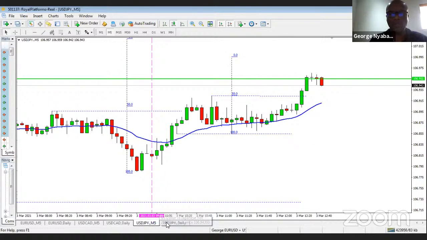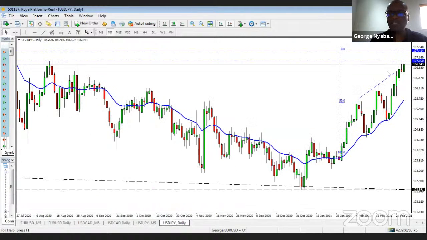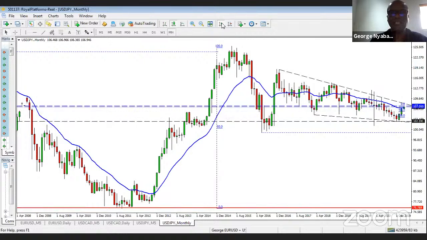Okay, the yen we've spoken about a little bit. Let's look at the higher time frame, and then we'll come back and look at the daily. Then we can talk about measured moves.